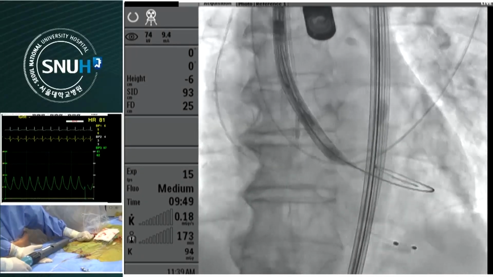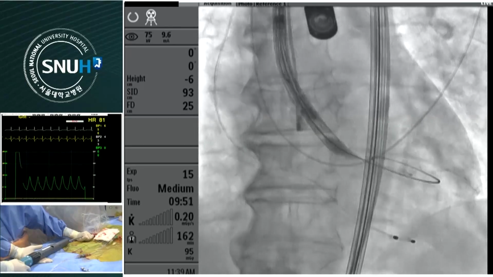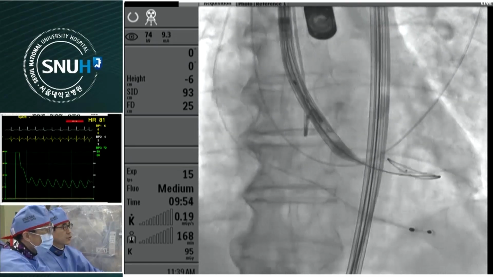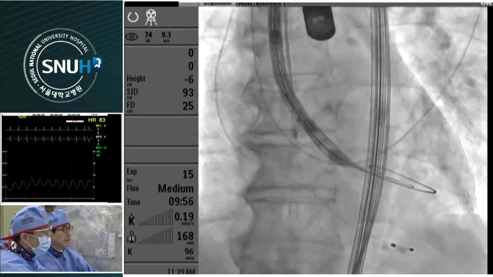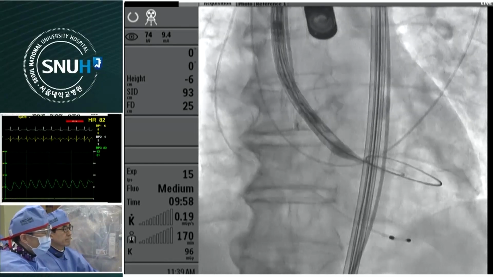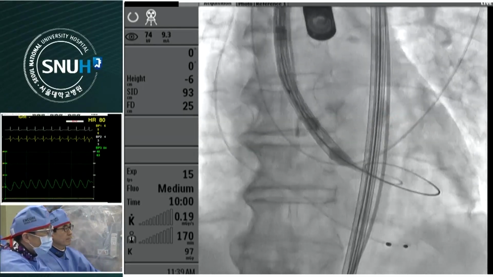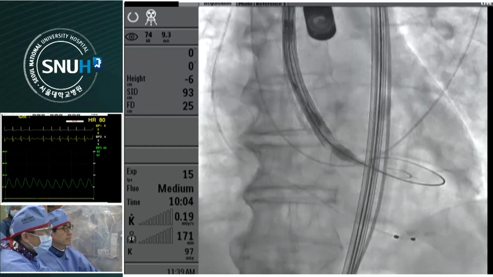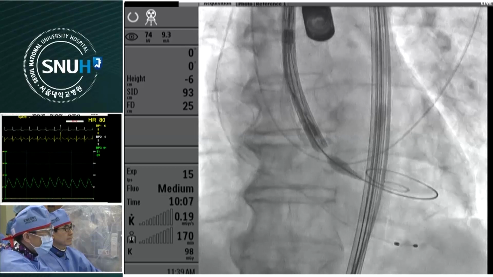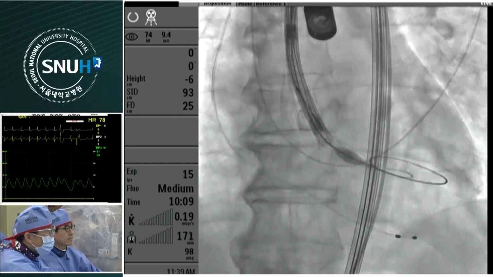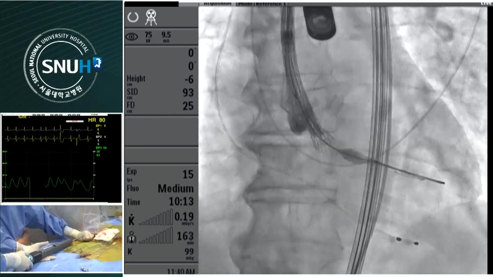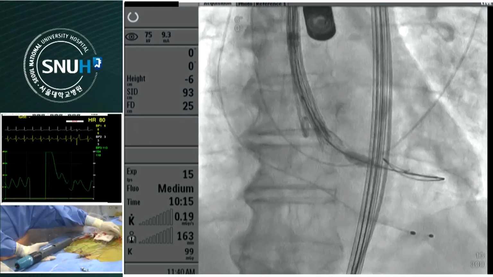Now I adjust the lower edge of the post at the annulus. Deploy start. Unsheathing started. The marker should be at the center of the pigtail. Stop.